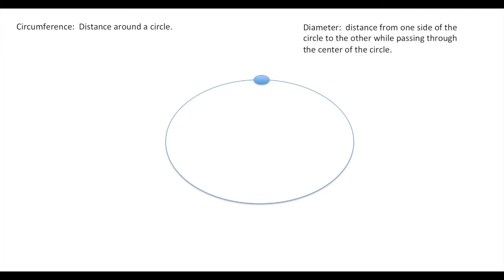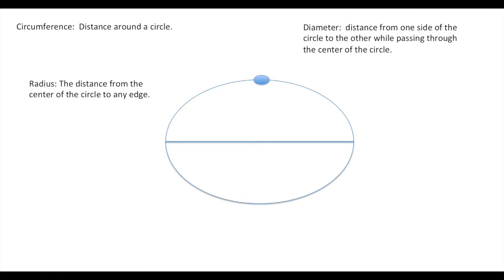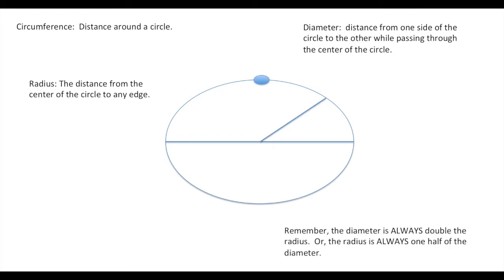Number one, the diameter. And the diameter represents the distance from one side of the circle to the other side while passing through the absolute center of the circle. And the other term we need to be aware of is the radius. And the radius is the distance from the center of the circle to any edge. So, for example, this can represent the radius. Now, something that's really important to know is that the diameter is always double the radius, or we can look at it as saying the radius is always 1/2 of the diameter.